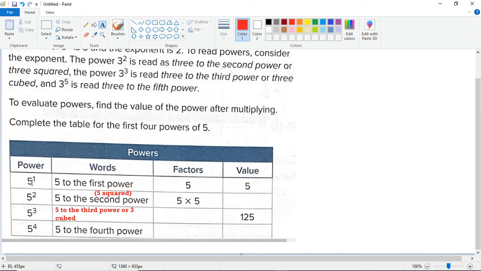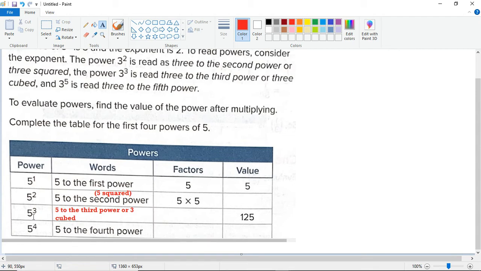So 5 and a 1, you wouldn't read it 5 1. You would say it's 5 to the first power. We have a 5 and a 2 here. We could say 5 to the second power or 5 squared. So make sure you know how to read these powers, these exponents.